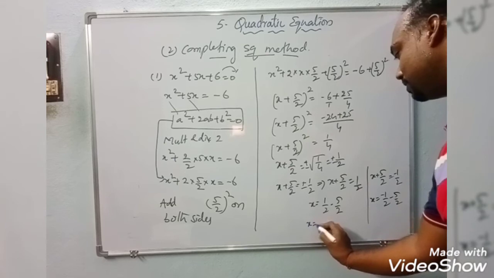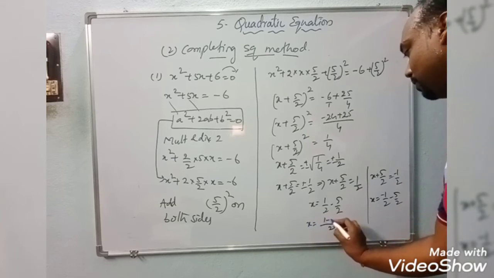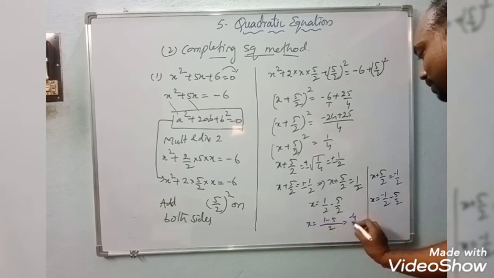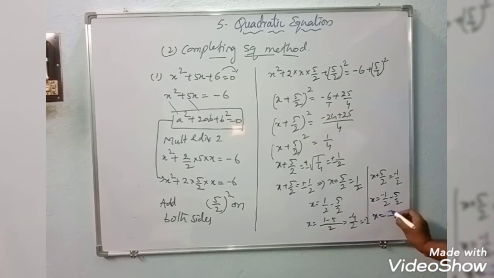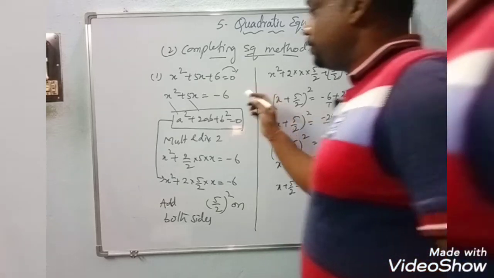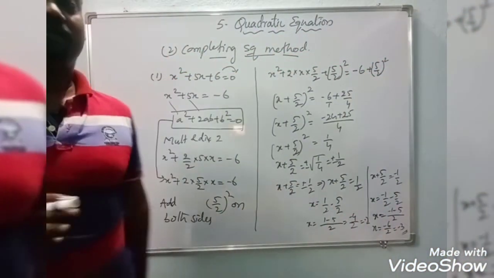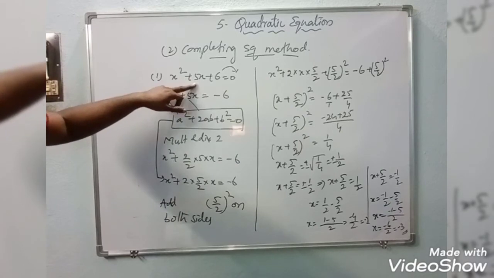So here you will get x = (1 - 5)/2, which is -4/2, that is -2. And for the other, taking the LCM, x = (-1 - 5)/2, that is -6/2, which is nothing but -3. So like this we are finding roots by using the completing the square method. This step is used only when the middle term is an odd number.